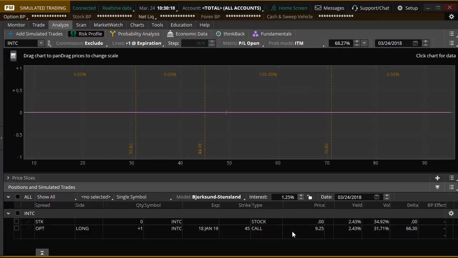So the better thing to do is just set a conditional order to exit the trade. There's no cost in a conditional order. Okay, we just set a stop loss at the price in the stock that we say, I'm wrong on the direction of this trade.